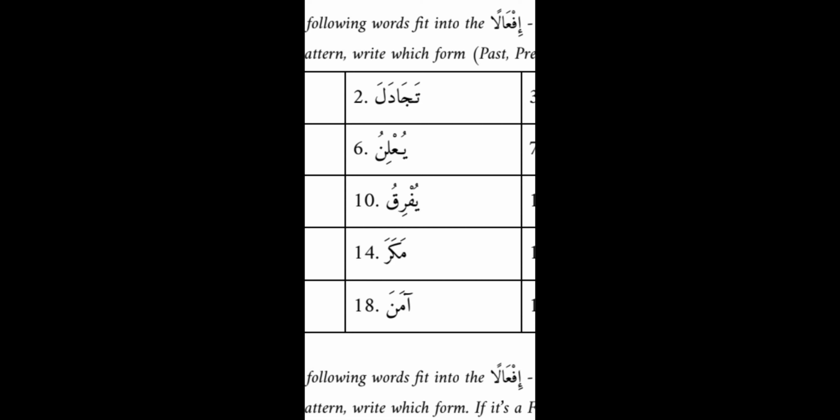And can somebody tell me what family this is? Family six. Yes. It is family six. Why? Because ta followed by an alif. Okay. So this is how, inshallah, you will practice how to recognize the words.